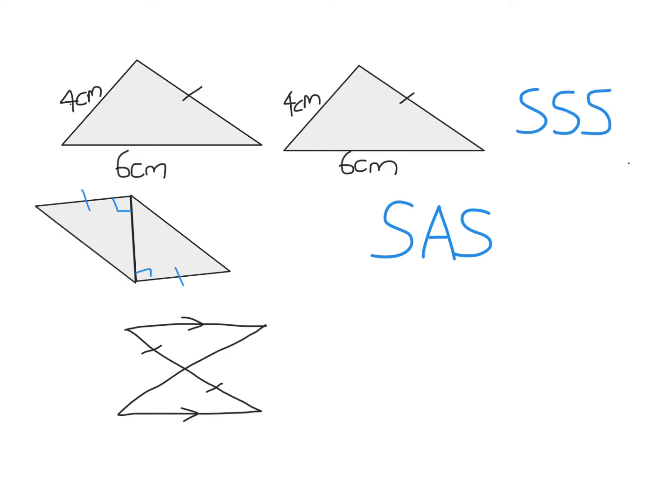This side is the hypotenuse, this side is the hypotenuse. We're not told that they're equal, that's why I couldn't use the RHS. But this is just two pairs of equal sides and the angle between them, that's why it's SAS.